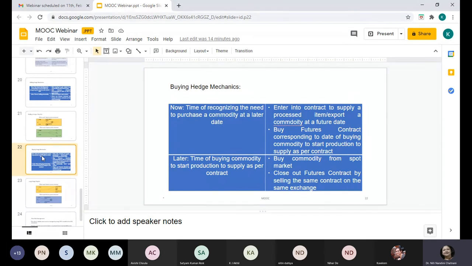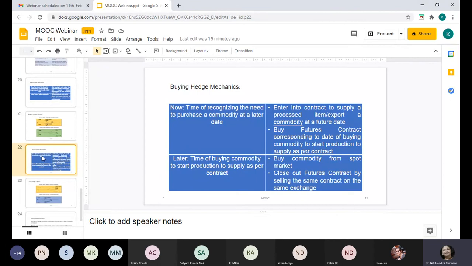So that is what is happening in both the cases: when you need to sell something at a later date, you sell a futures contract corresponding to the date of your sale. When you need to buy something at a later date, you buy a futures contract corresponding to the date of your purchasing. So buy the commodity from the spot market when you need it, because you need to use it in your production process or you need to prepare for exports. And you square off, you close out your futures contract by selling the contract you had bought, on the same exchange at which you had bought.